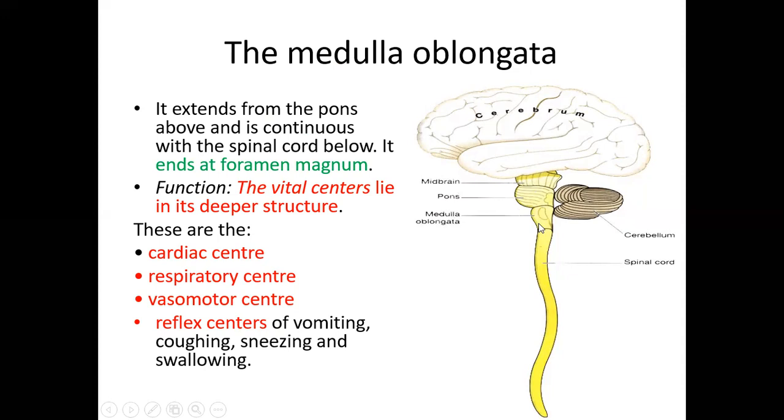So the medulla oblongata plays a very important role. There will be a cardiac center which controls the heart, a respiratory center which controls the respiratory system, and the vasomotor center, where vasomotor means the vessels. It is controlling the dilatation and relaxation of the blood vessels. Then also we have the reflex centers of vomiting, coughing, sneezing, and swallowing here in the medulla oblongata.